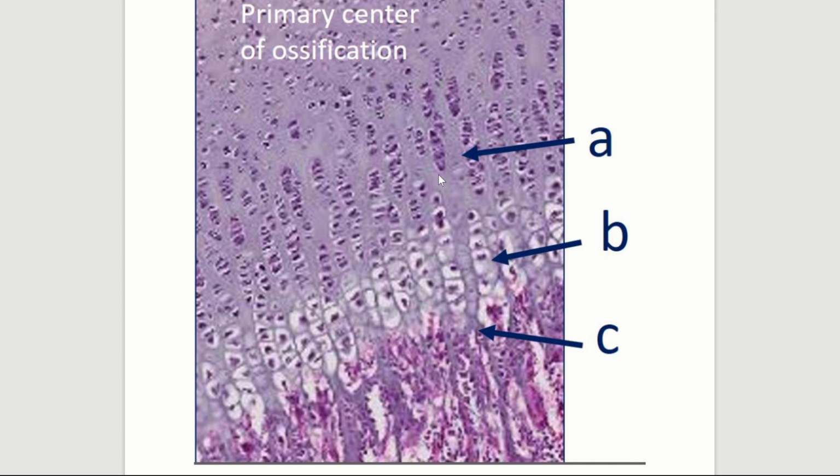Once they start lining themselves up, right, you see how they're lining themselves up, stacking on top of each other. This is where they're dividing in these neat little rows. That's going to be the zone of proliferation, right? So that's what A is mainly depicting. B, here they're starting to swell up and get bigger. This is the zone of hypertrophy. And then here, this kind of dividing line where it goes from cartilage to bone matrix is going to be that zone of calcification or zone of ossification, right? Where we're converting this hyaline cartilage into bone.